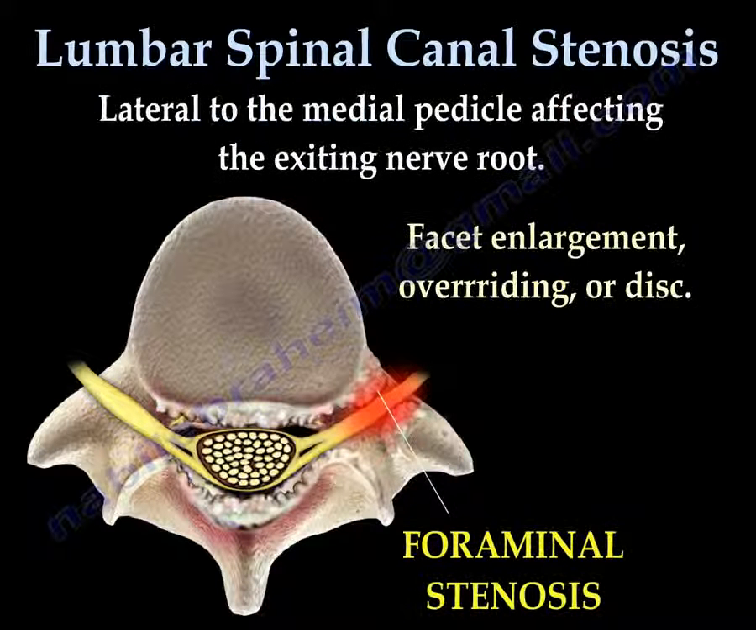The foraminal stenosis affects the exiting nerve root. For example, if it happened at L4, L5, it's going to affect the L4 nerve root. It occurs lateral to the medial pedicle, and you'll find that there's a lot of facet enlargement and overriding. We call it foraminal stenosis.